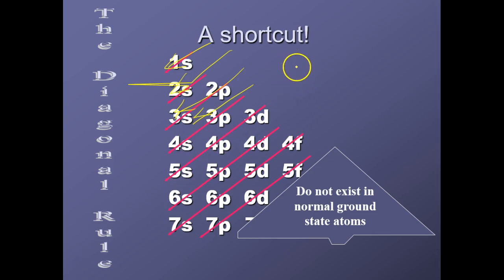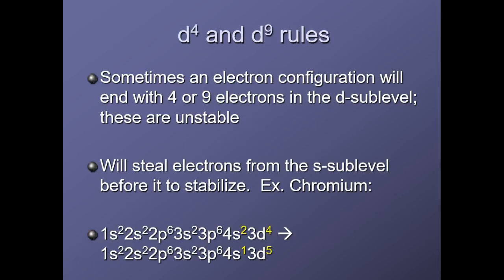This I find might be a little confusing, but some of you guys might enjoy looking at it or actually figure it out from here. I like the way I do it with the periodic table. I find it easier. This is easy for some people. Okay, so we have the D4 and D9 rules. We're not going to do this too much, but I will give it to you.